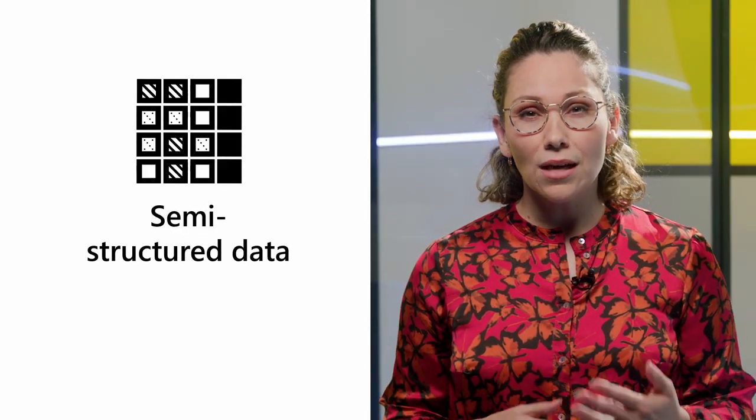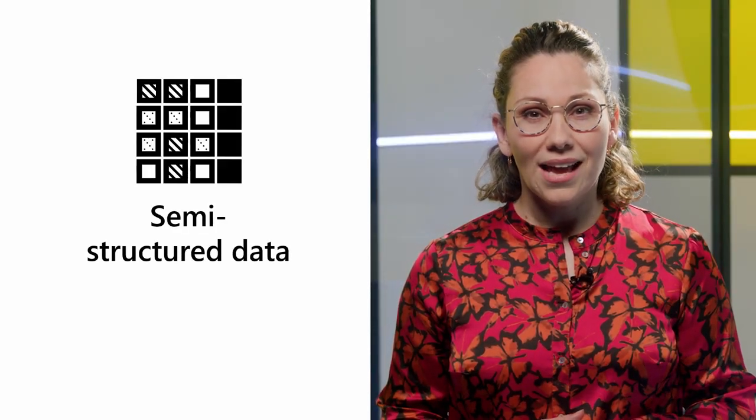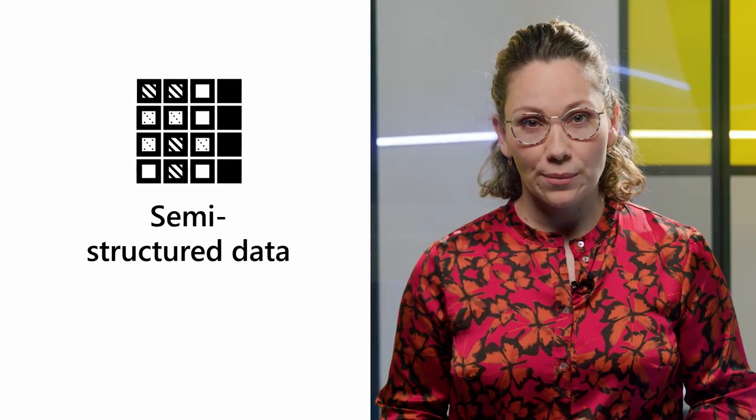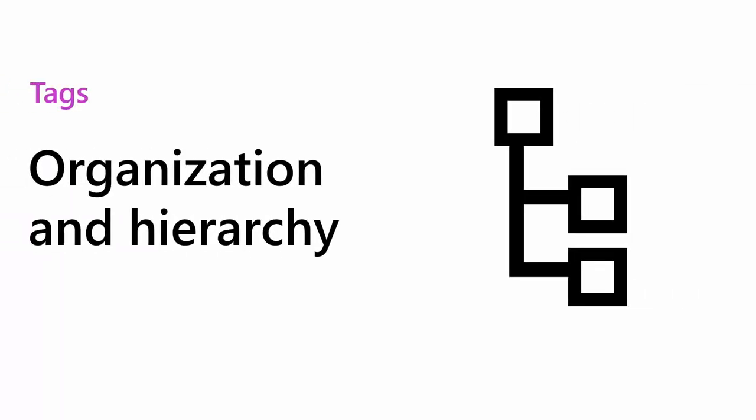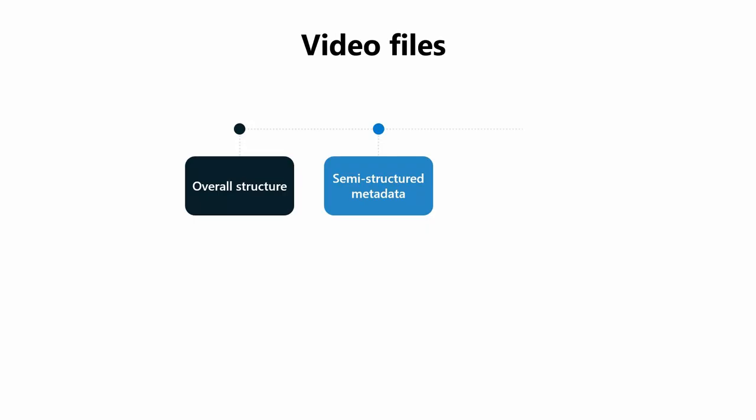Then, there is a third type of data. It is called semi-structured data because it is not as organized as structured data and it is not stored in relational databases. This type of data uses tags for organization and hierarchy. Video files may have an overall structure and contain semi-structured metadata, but they are considered unstructured data since the data that forms the video itself is unstructured.